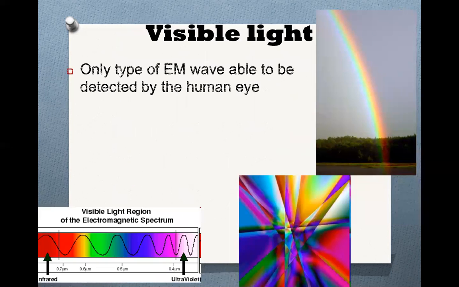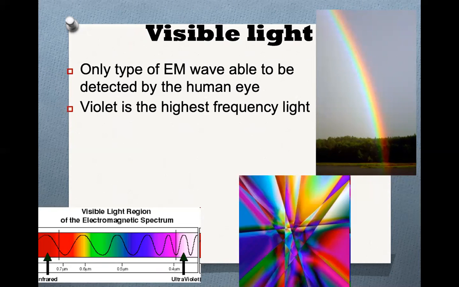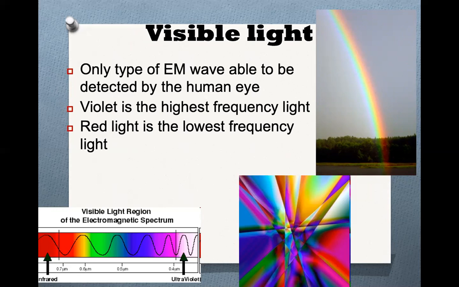Visible light is the visible spectrum. It's the one that we can see with our eyes. Violet is the highest frequency. Red is the lowest frequency. Maybe you remember from middle school, you might use ROY G. BIV: red, orange, yellow, green, blue, indigo, and violet. Well, ultraviolet's out here where you can't see it.